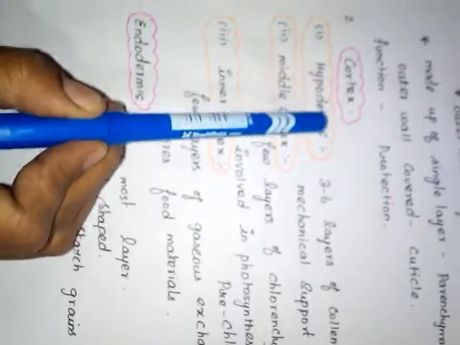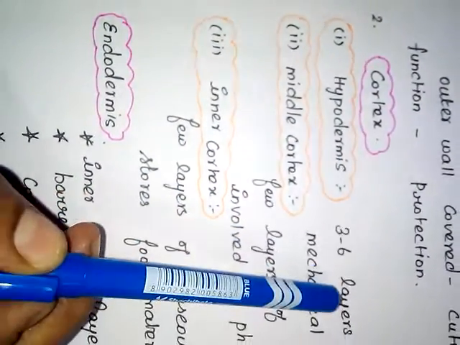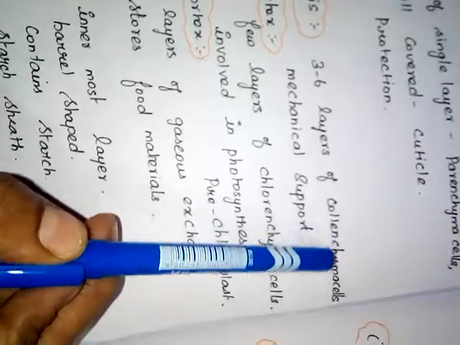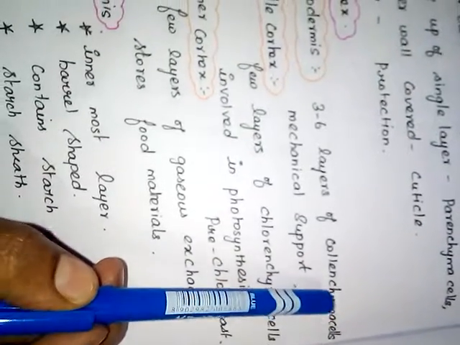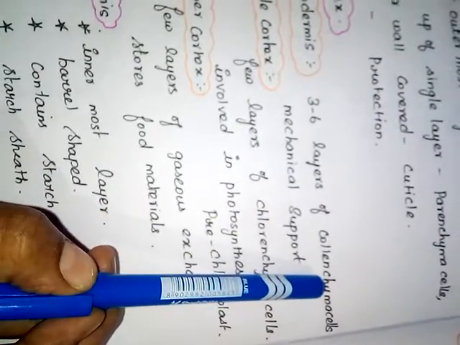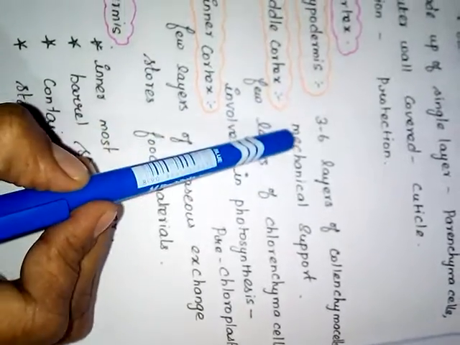Then cortex. The cortex is divided into three groups. First one, hypodermis. Second one, middle cortex. Third one, inner cortex. Hypodermis has 3 to 6 layers of collenchyma cells. These cells are arranged in a linear manner and give mechanical support to the cortex.